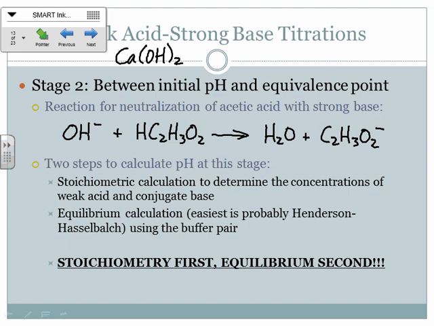Well, not necessarily. In the course of a titration, eventually there's going to be more OH minus, right? But where are we in this titration right now? We're before the equivalence point, right? Because we're between the initial and the equivalence point. So we haven't added as much OH minus as we have acetic acid, okay? So stoichiometry first, equilibrium second. So stoichiometry, we've got to figure out how much acetic acid is left after we use up all the OH minus. Then we're going to use that for our equilibrium to figure out what the pH of the solution is now.